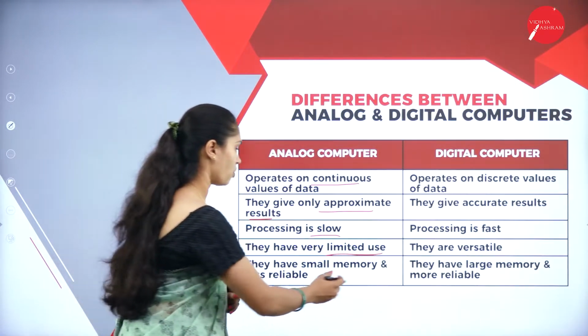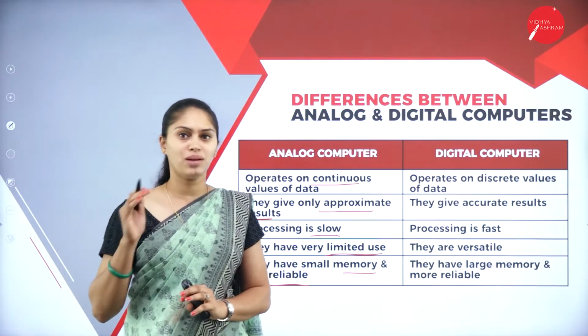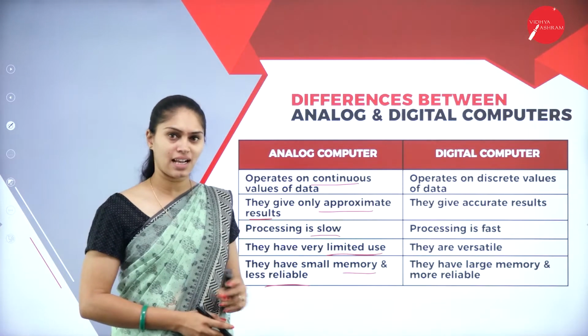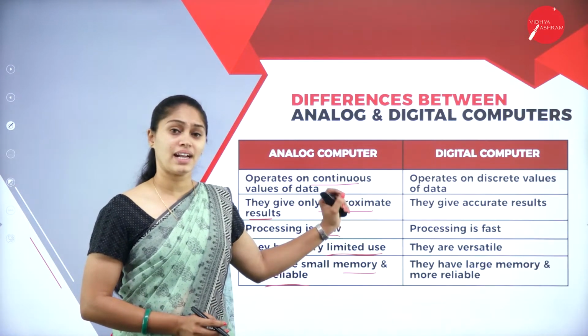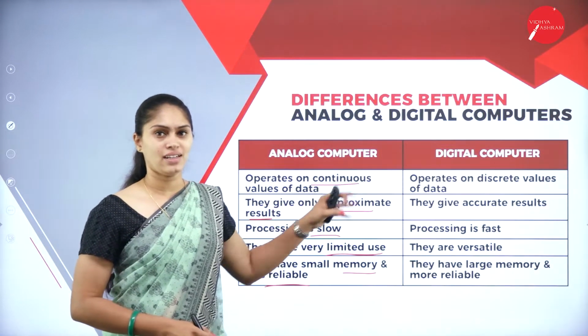Then they have small memory and are less reliable. So we cannot trust this analog computer because it is going to give me an approximate result. But when it comes to the digital computer, it is more reliable and it has large memory. So these are the differences between analog and digital.